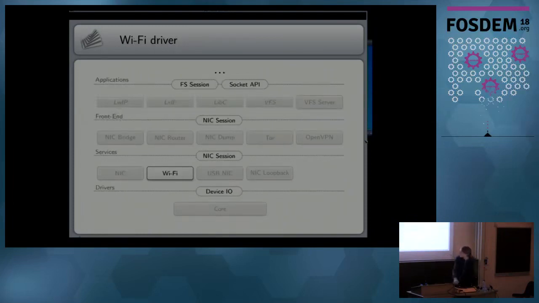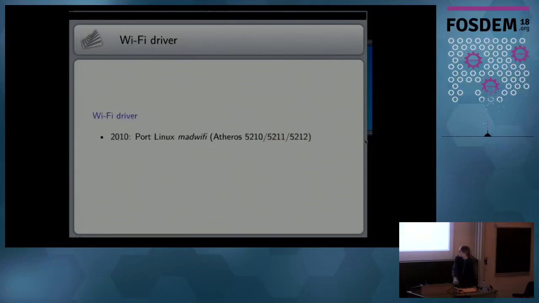We go on with the Wi-Fi driver. The Wi-Fi driver was initially a port of the ath9k Wi-Fi of Linux, and it enabled us to support the Atheros chipsets, especially these ones that are listed here.